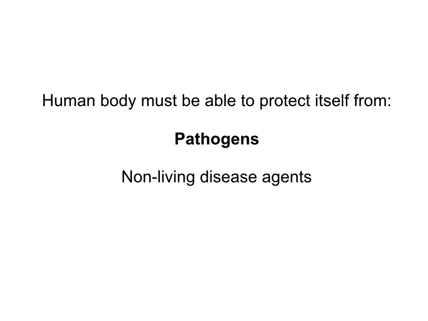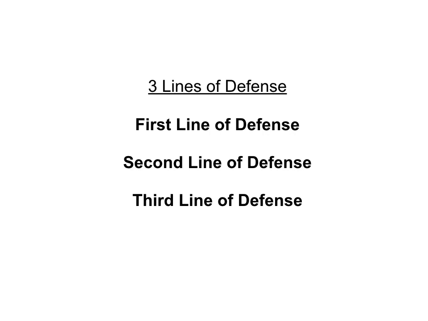Module 11, Chapter 21. Now, the human body has to be able to protect itself from two things. One are pathogens. Pathogens are viruses, bacteria, fungi, and other types of microbes that can enter the body and cause disease. However, you also have to protect yourself from non-living disease agents, such as toxins and radiation. Now, there are three basic lines of defense in the human body.